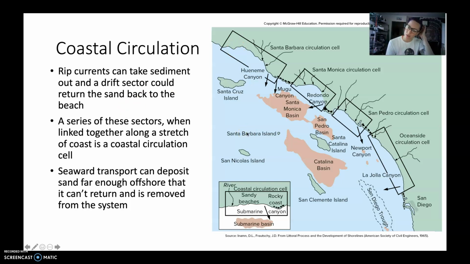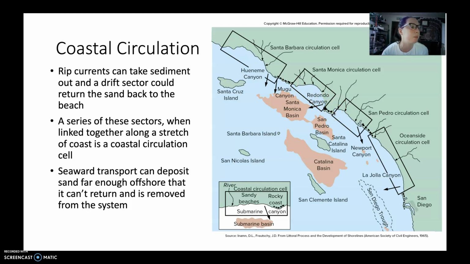However, there can be regions where there's seaward transport that can deposit the sand far enough offshore that it can't return and is completely removed from the system. So what we can see here off the coast is not only do we have rivers coming in which are depositing sediment into the region, but we can also have this taking away of sand and sediment, and it can be removed far enough offshore that it's taken away from the system. So these basins here would not recontribute to the sand or sediment load going back to the beaches.